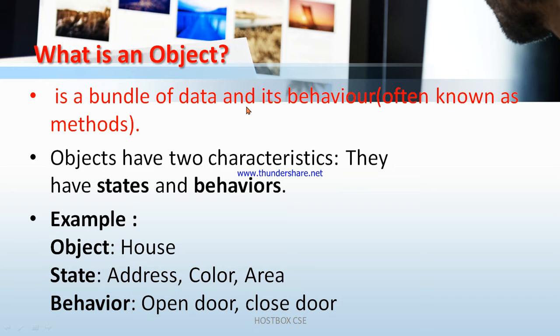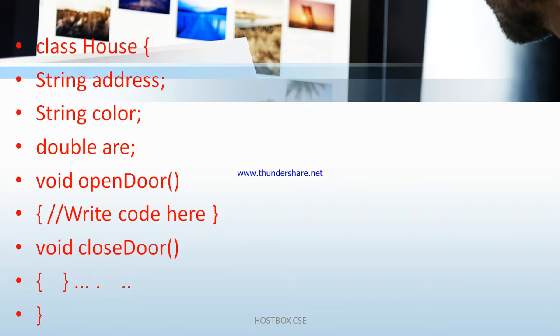It's a bundle of data and its behavior, often known as methods. Generally, objects have two characteristics: they have states and behaviors. For example, an object called house, where the state is address, color, area, and the behavior is open door and close door. So it's a very simple one.